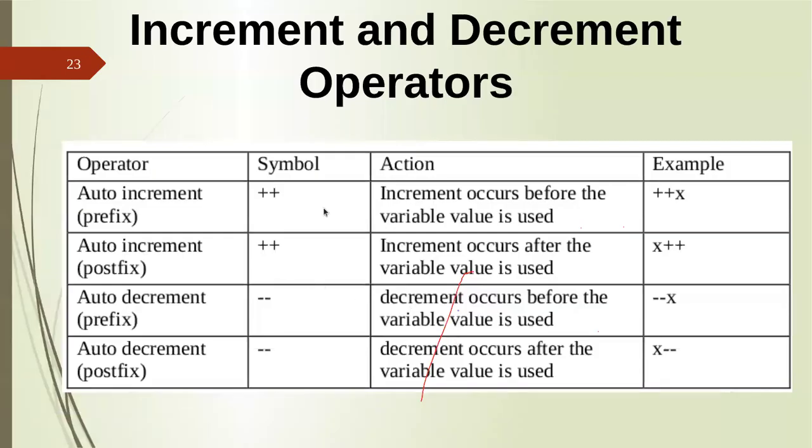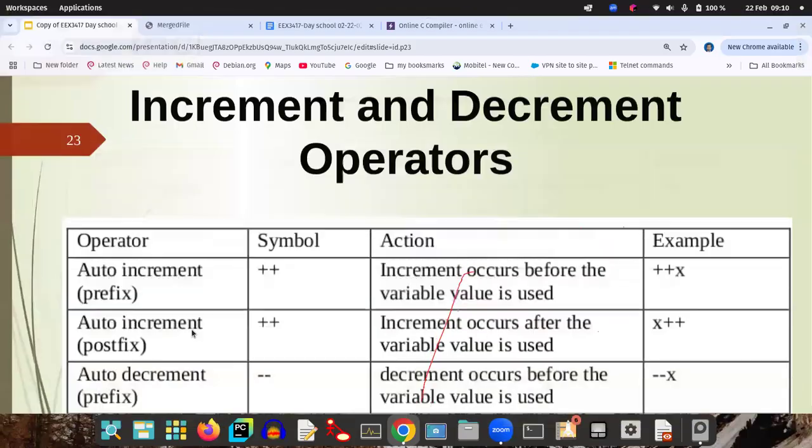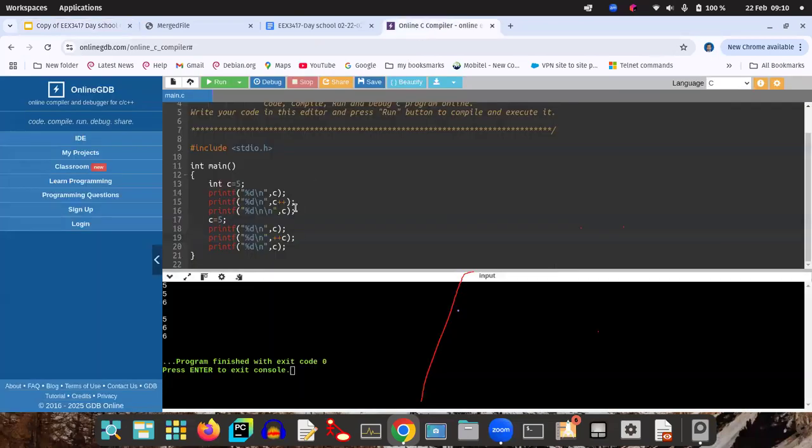Here it says the prefix auto increment. Prefix means this process will be done before the next one is made. Here postfix is after. Auto decrement, prefix and postfix. We can write minus here also.